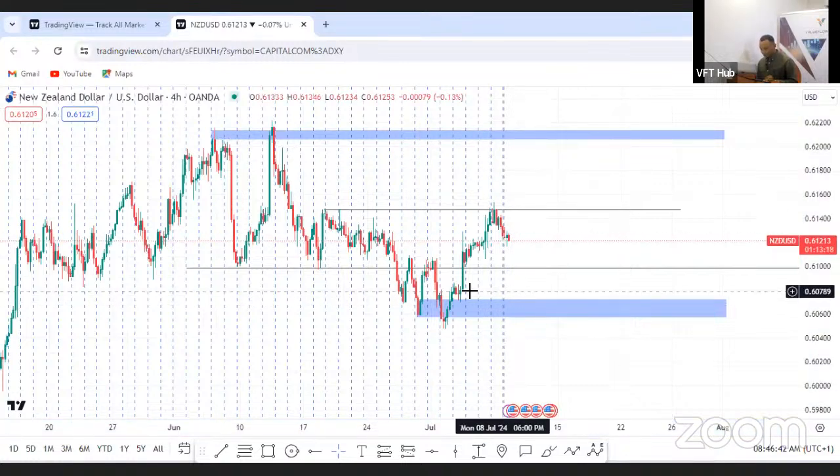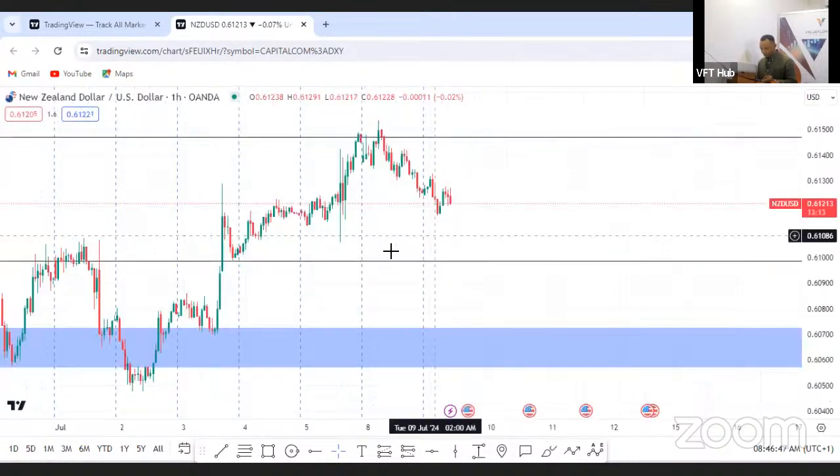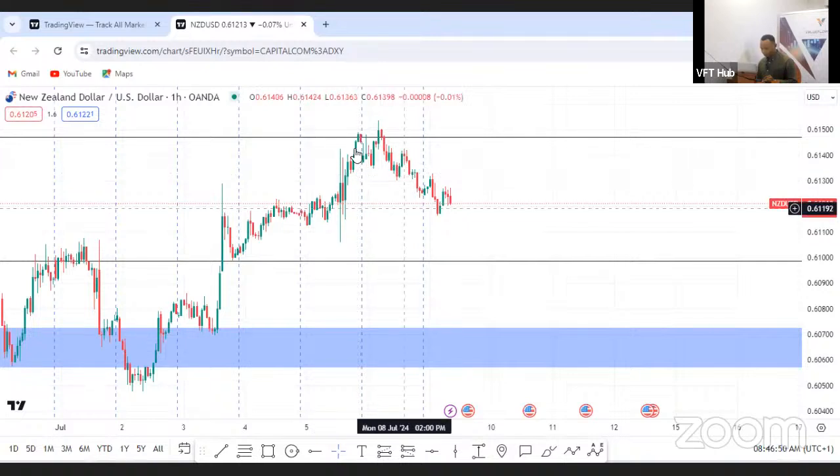All right, so for NZD/USD, we'll go to the 1-hour time frame and check out if we're going to see any break of structure. Now we've seen break of structure on the 1-hour time frame.